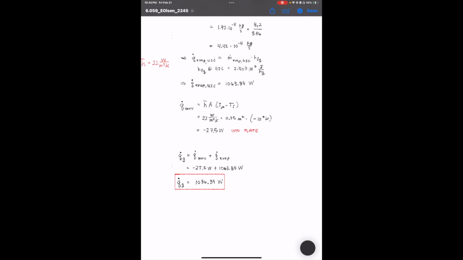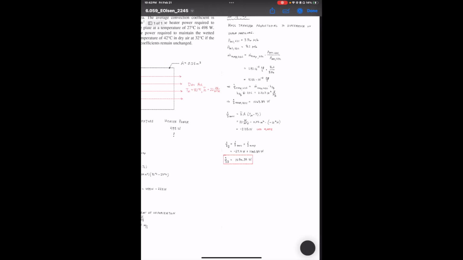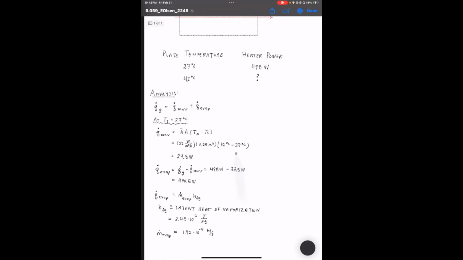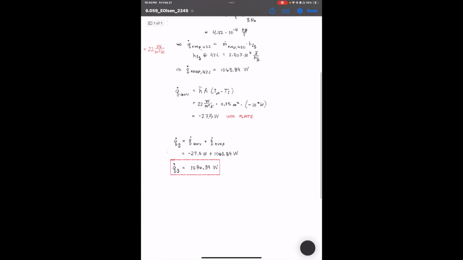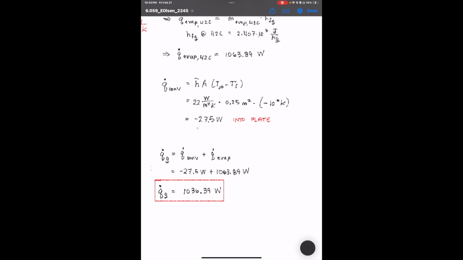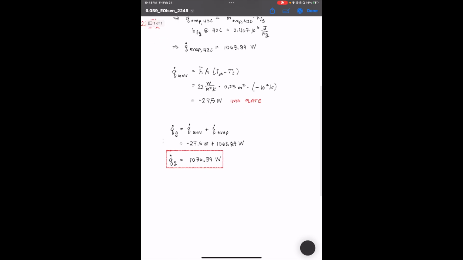And then we're able to calculate our heat transfer due to convection at 42 degrees Celsius as well. We know that our convection coefficient is going to remain constant since that was given in the problem statement. And we know our area is remaining the same. The only thing that's changing here is our surface temperature. And so this turns from being a 10 Kelvin difference to a negative 10 Kelvin difference. So there's going to be 27.5 watts flowing out of our plate, since our plate is going to be hotter than the bulk fluid flowing over it.